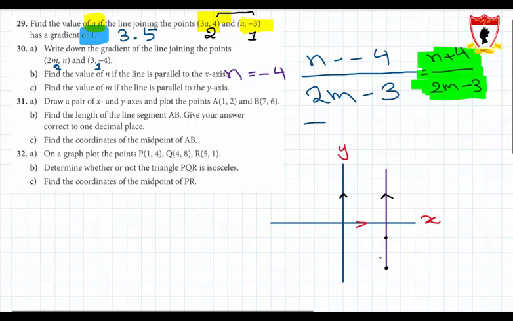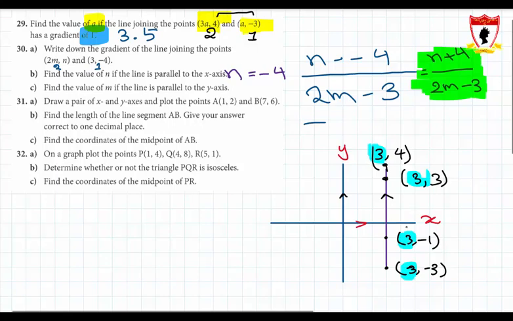This point is (3, negative 3). This point is (3, negative 1). This point, the value of x is 3, y is 3. This point, the value of x is 3, y is 4. What's special about all of these points on this vertical line? When you look at them, the value of x doesn't change in all of them. So when you find the gradient, in the denominator we will have x2 minus x1, which is 3 minus 3. We will have something like this.